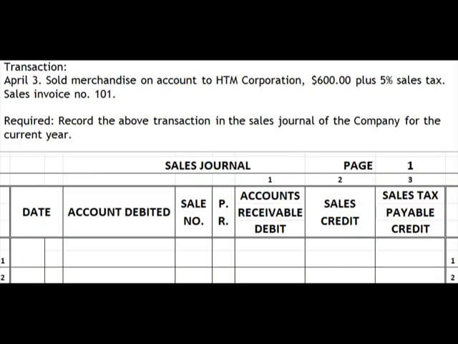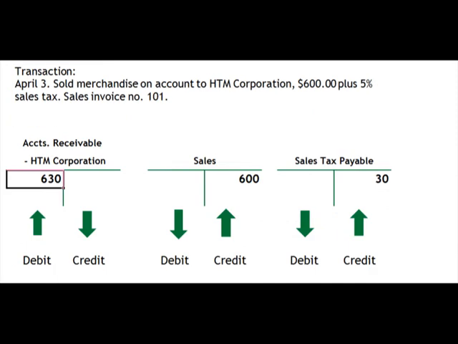The steps in recording this transaction in the sales journal include the following. First is the date. So we have to record the date. The current year. This is April. And the day, which is 3. The account debited, which we will be using, accounts receivable HTM Corporation.